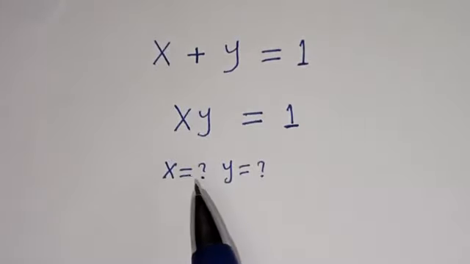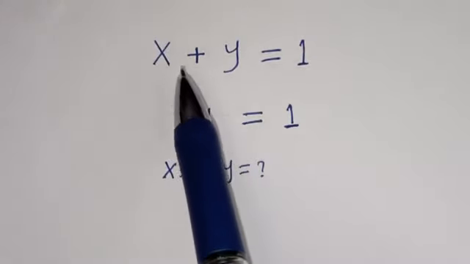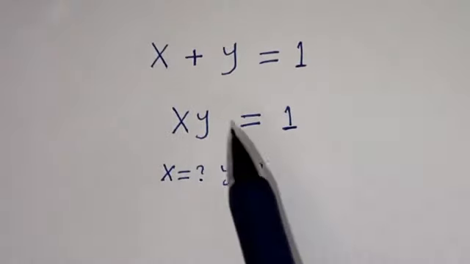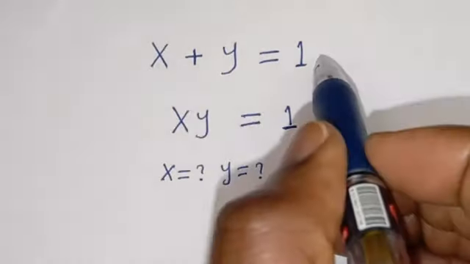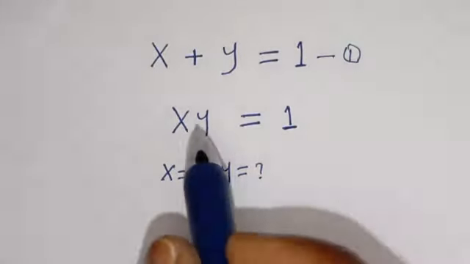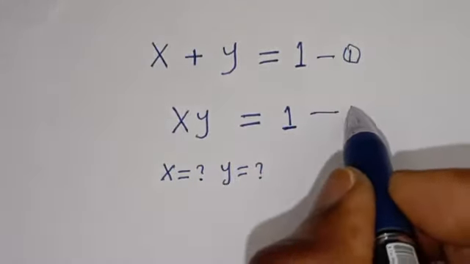Hello, how to solve for x and y in this equation? x plus y is equal to 1, xy is equal to 1. Then from here, x plus y is equal to 1. Let's call this equation 1. xy is equal to 1. Let's call this equation 2.